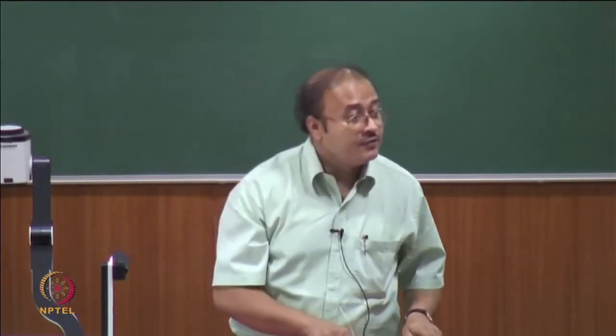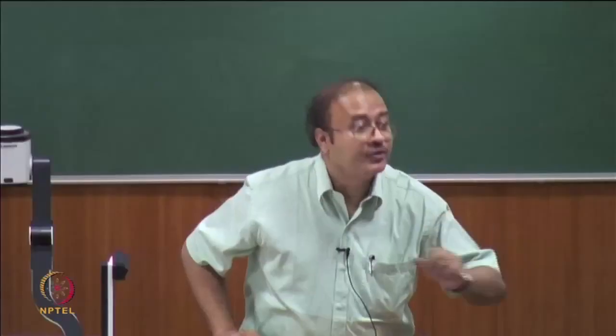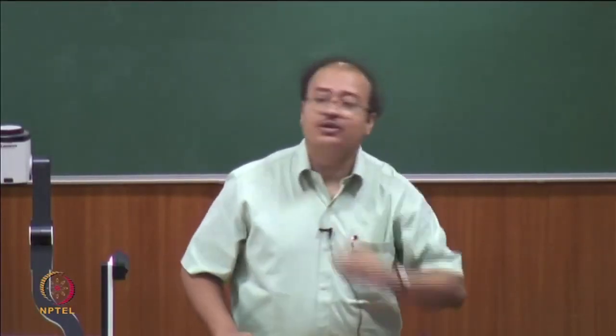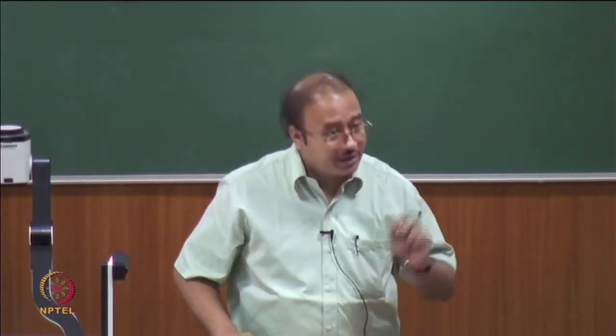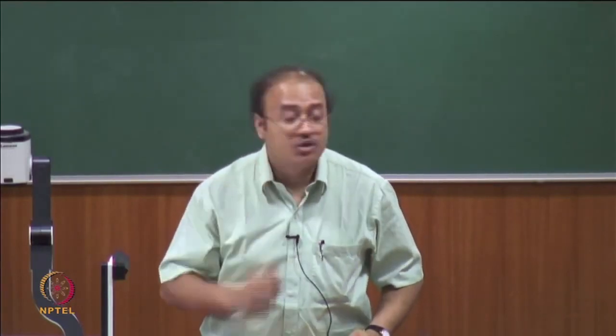Now, if you did the same excitation at 275, you would be exciting both tyrosine and tryptophan. So this one is your tryptophan peak and this one is your tyrosine. So for a protein having tryptophan and tyrosine, if you change your excitation wavelength like this and scan for your emission, these are the changes you are going to observe. That's why people selectively use 290 or 295, so that they can look at tryptophan only.